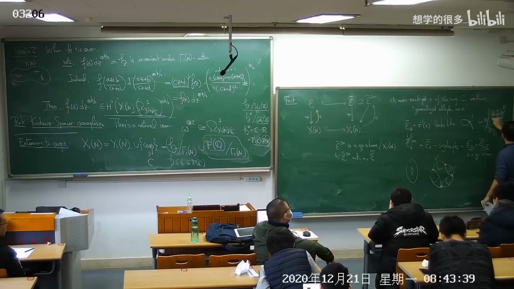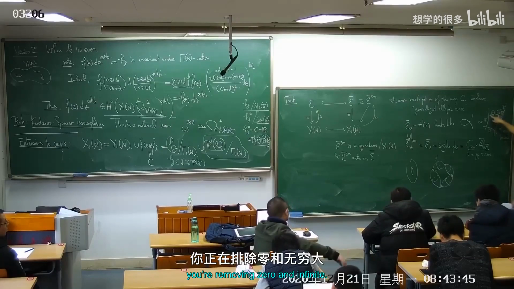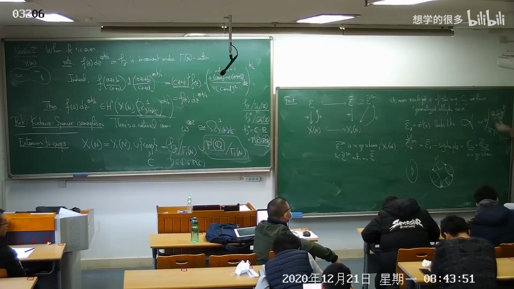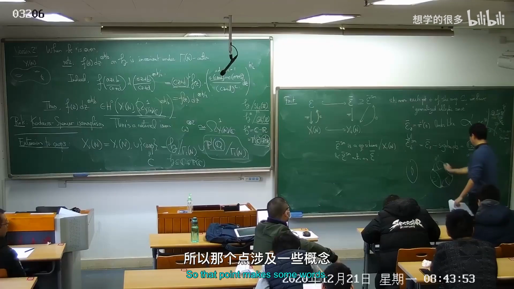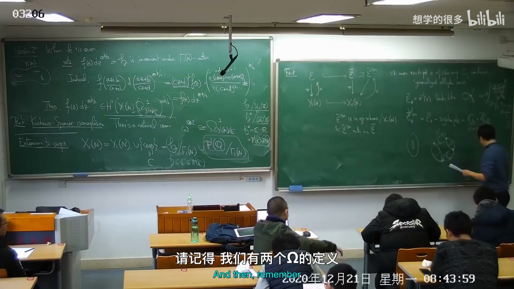This is the E of. So note that this is going to be a smooth point because you're going to avoid those. You're removing 0 and infinity, and 1 is a point in the middle. So it's a smooth point. So that point may be somewhere.